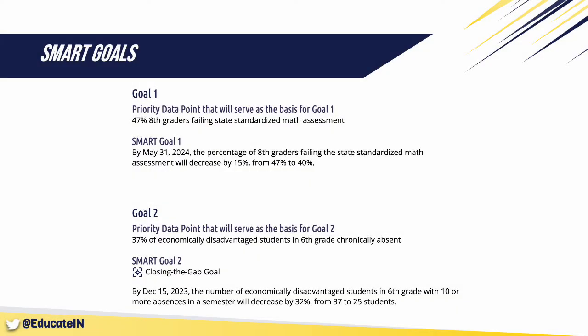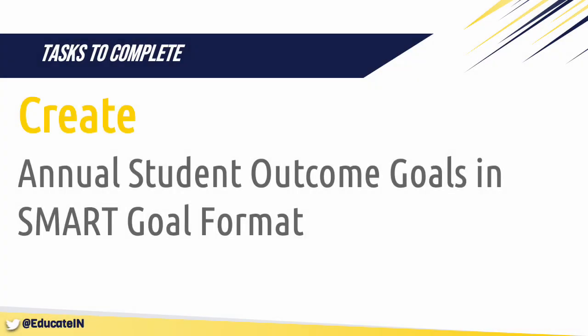You'll be able to take a look at your SMART goals once you create them. Review the SMART goals by clicking on the report icon. Here's my sample report with the 2 examples of annual student outcome goals I've created in the SMART goal format. Your tasks to complete now are to create your annual student outcome goal or goals written in SMART goal format. Gold Star schools, make sure that one of the goals is also a closing the gap goal.